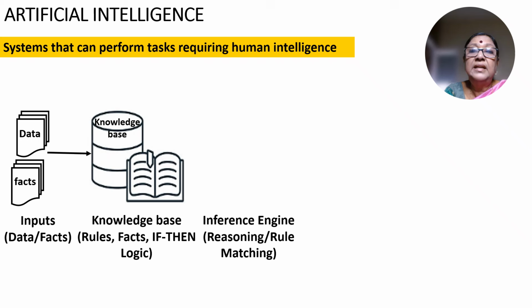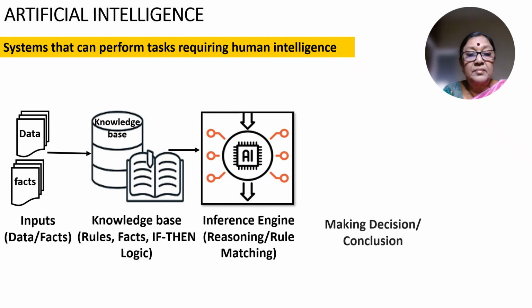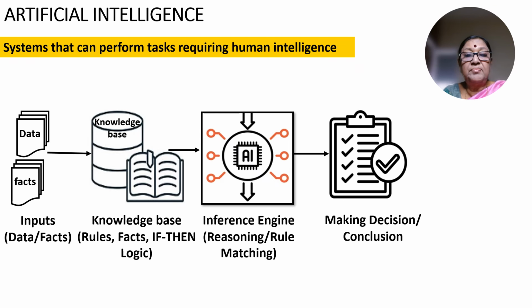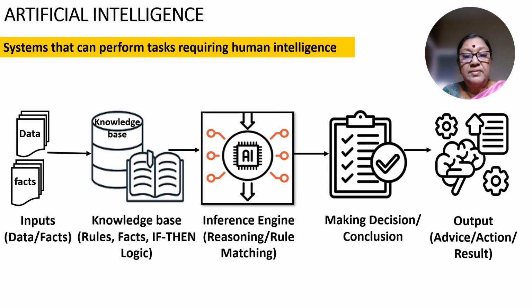Combining these two, an inference engine is built which can do reasoning using rule matching or logical reasoning. It can do both. After this inference engine, it is capable of making decisions, and then you get the output. The output will be either an advice, an action, or a decision.